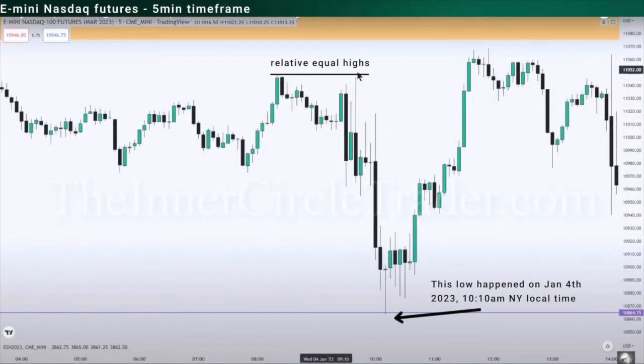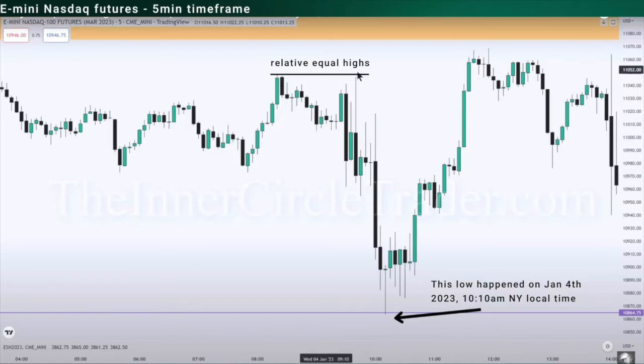Now we are on the 5 minute time frame, always for the E-mini Nasdaq futures, and we see the relative equal highs. We can also observe this low pointed here on January 4th at around 10 am New York local time.